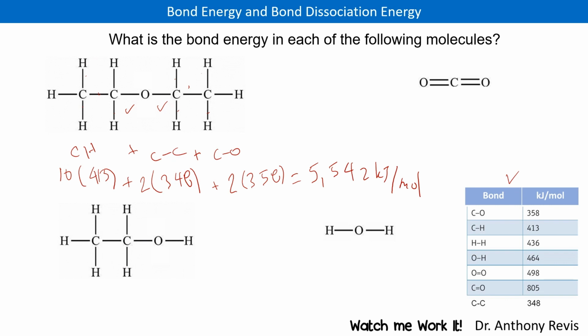Let's do the one on the bottom here, which happens to be ethanol. In this case, we see we have 1, 2, 3, 4, 5 CH bonds. So for the CH bonds, we have 5 times the number of kilojoules in this, which is 413, plus, what else do we have? We have a CC bond, and we only have 1 of those, so that's 1 times 348 for that, plus what else do we have?